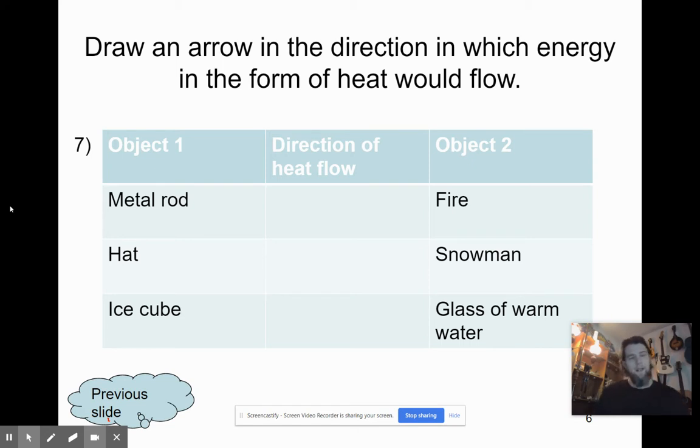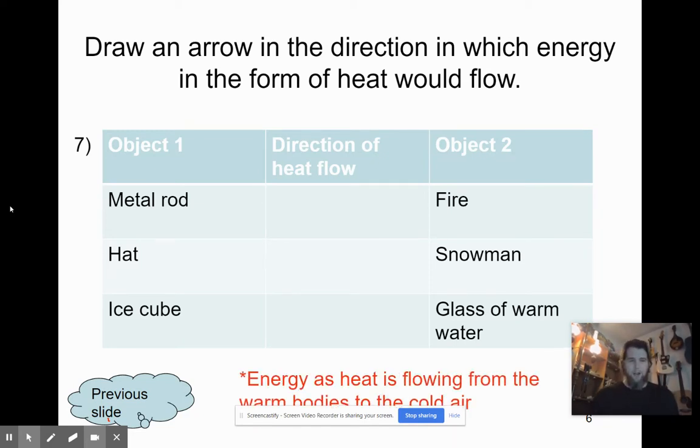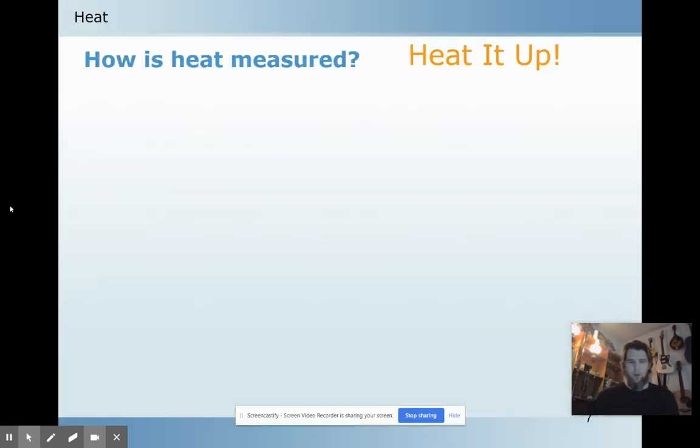And so, in that case, the heat is flowing from the hat to the snowman. And then if we look at an ice cube and a warm glass of water, well, the warm glass of water is going to melt the ice cube. So the heat is flowing from the water into the ice cube to make it warmer and melt it, as opposed to saying, oh, the ice cubes are cooling down the warm water. No. I mean, sure, you can think that way, absolutely. But in terms of what is scientifically correct, it is the heat going from the warm water into the ice cube. So energy as heat is flowing from the warm bodies to the cold air.